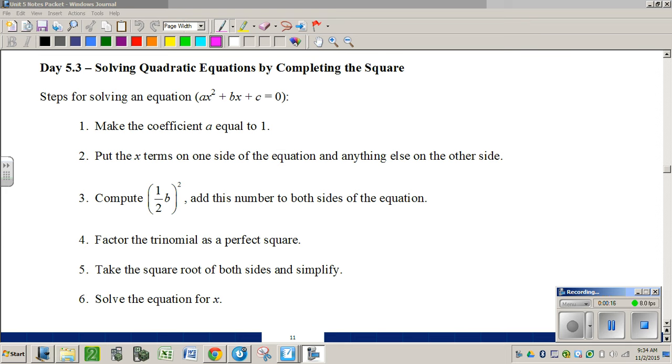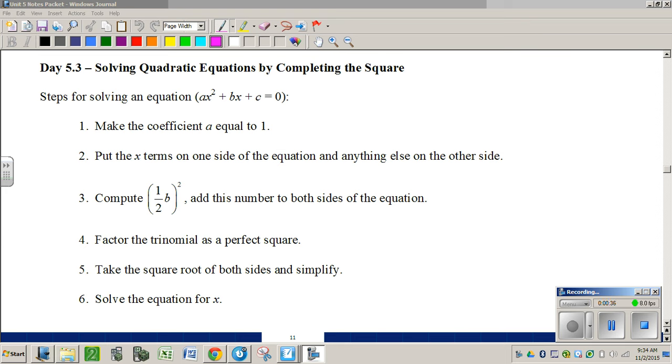You want to make sure that if you're going to use completing the square, one of the first things is to make sure your a value is 1. We'll take a look at some examples where your a value is not 1, because it is still possible to solve by completing the square. But that's the first thing you want to do, is make sure a is equal to 1.